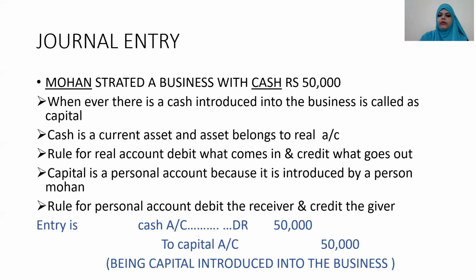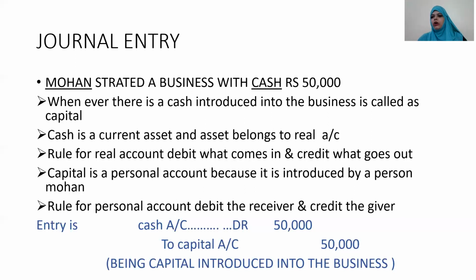So your journal entry will be: cash account debited, because cash is introduced and we have the rule debit what comes in, that is cash. So cash account debited rupees 50,000 to capital account. The rule for the personal account is debit the receiver and credit the giver. Obviously the capital is given to the business and the cash is received by the business, so the given part is to be credited. So we have written to capital account.